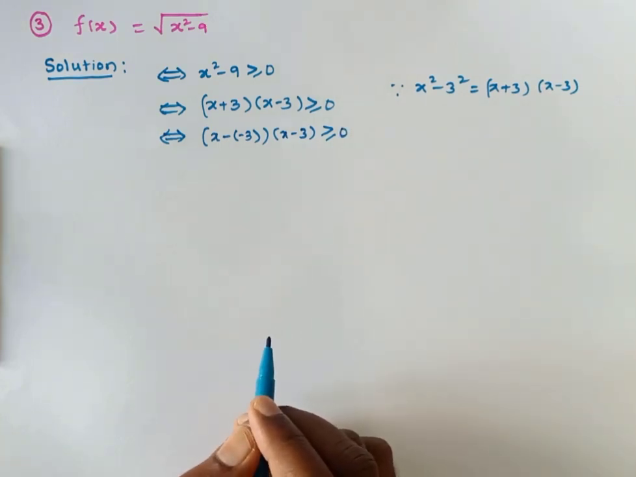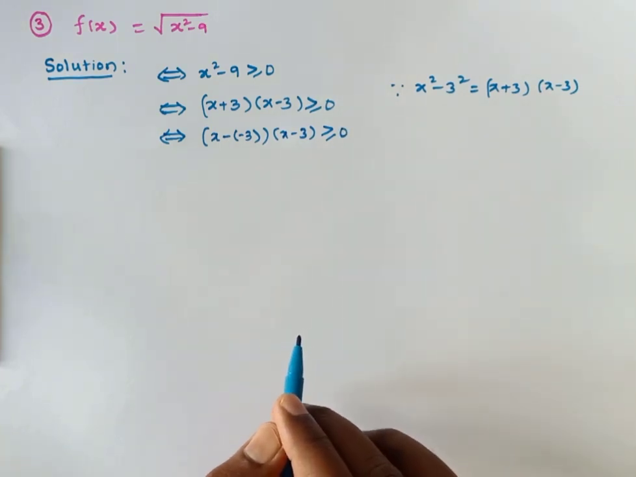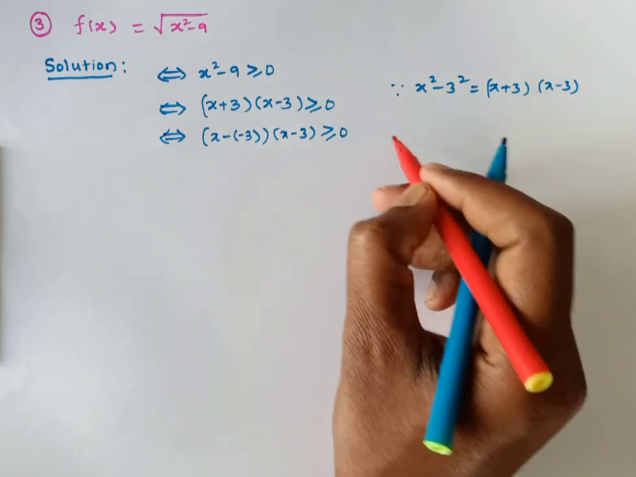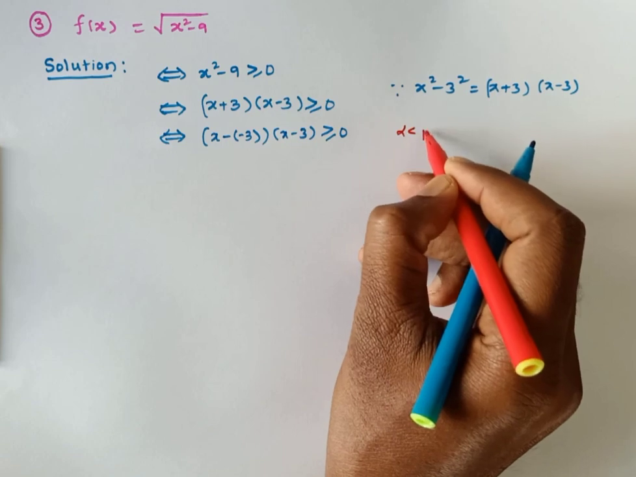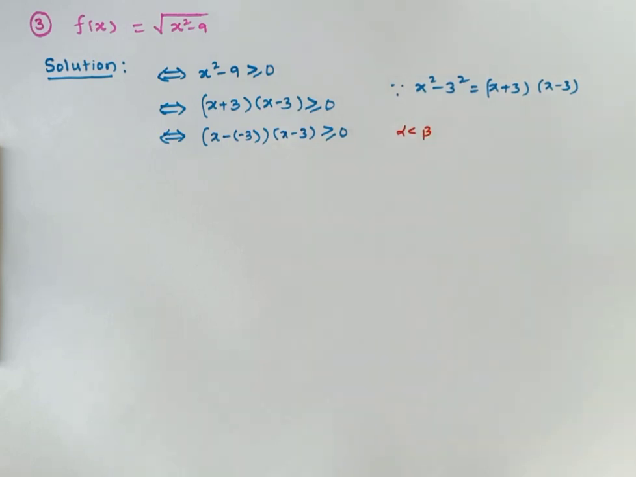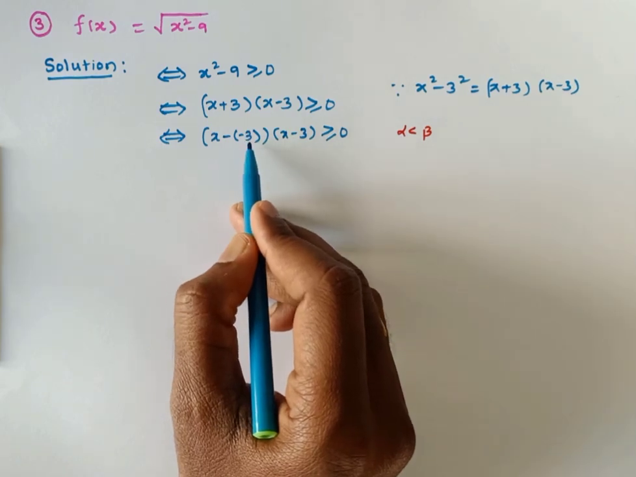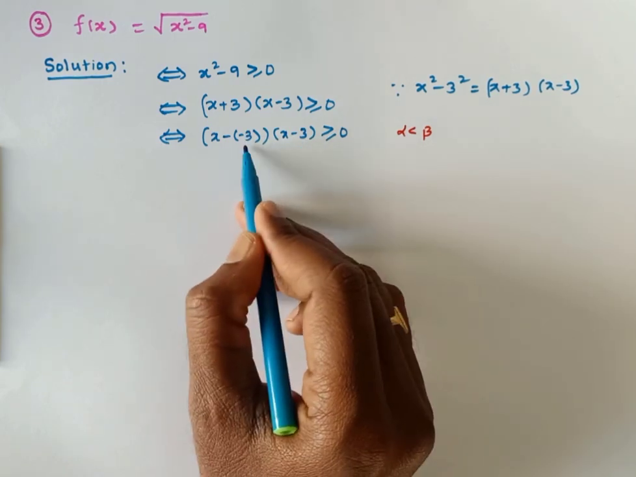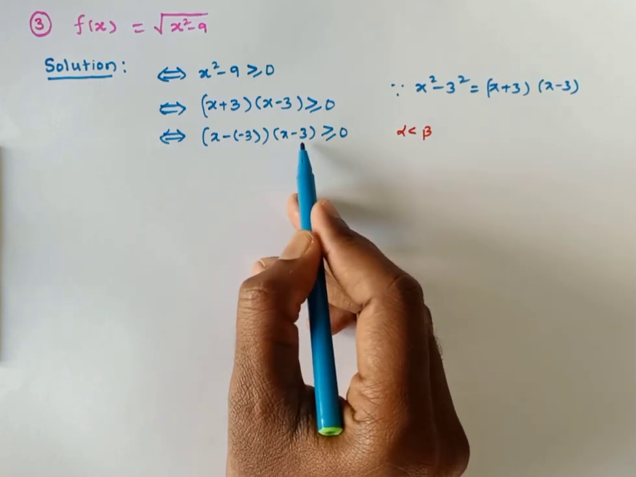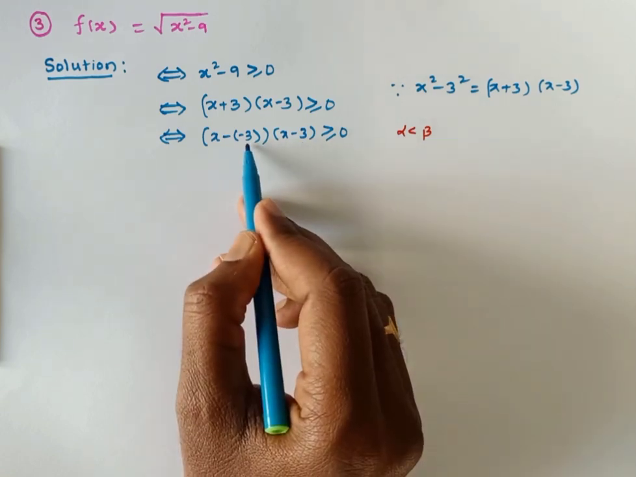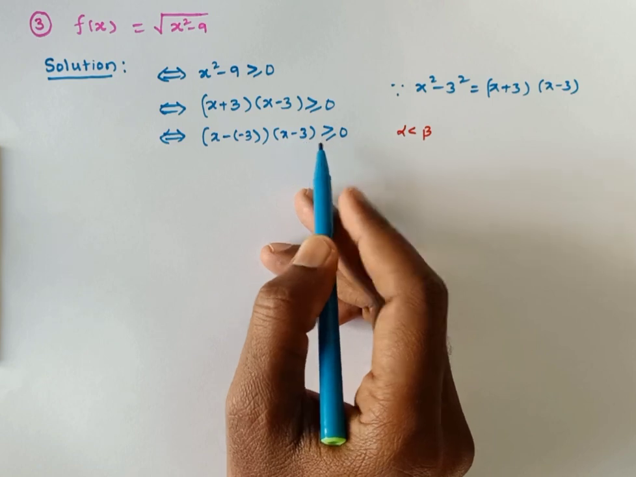Here you need to choose alpha and beta. How do we choose alpha and beta? Alpha should always be less than beta. We may be confused about which is alpha and which is beta, so remember alpha is always less than beta. If we take alpha as 3 and beta as minus 3, this is not possible. So minus 3 is alpha, 3 is beta.